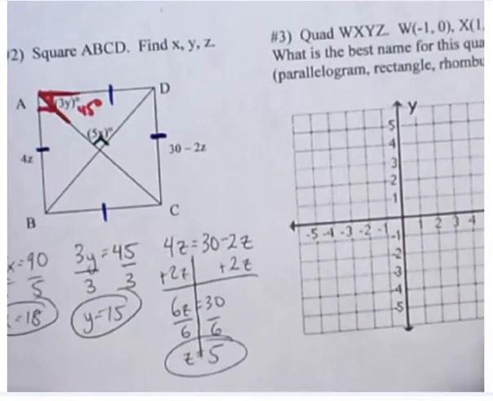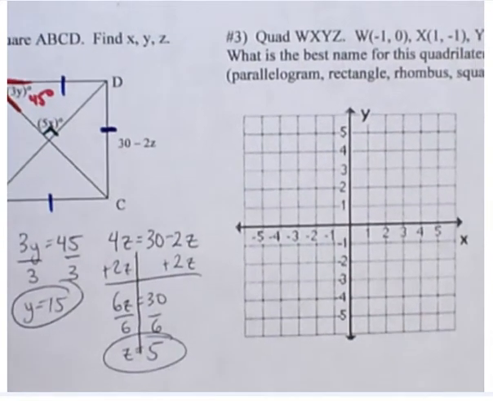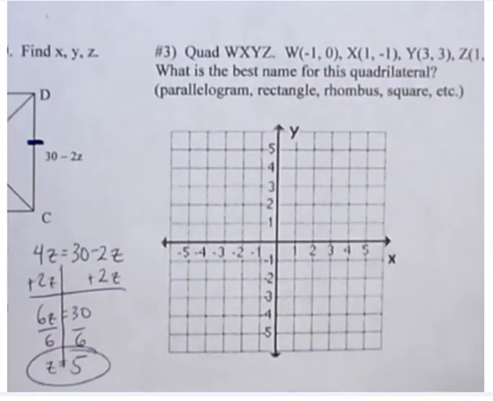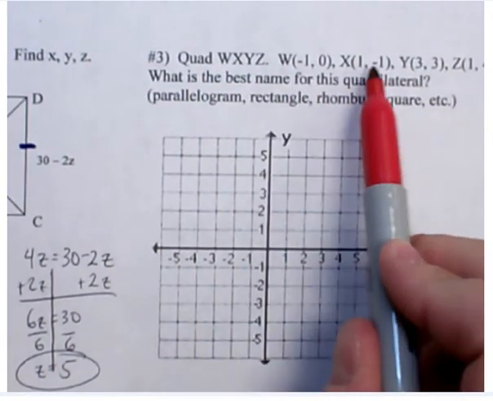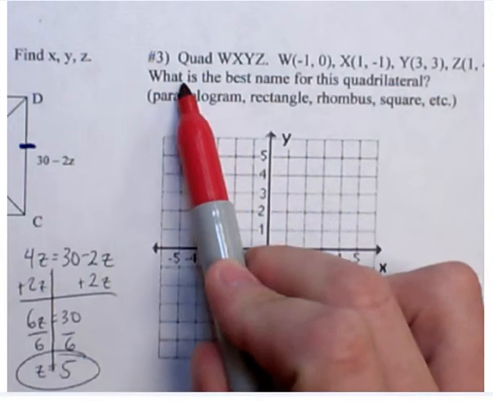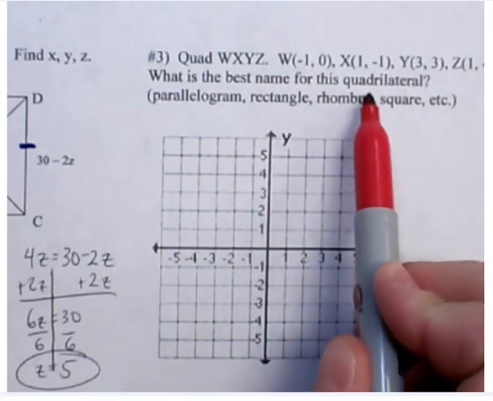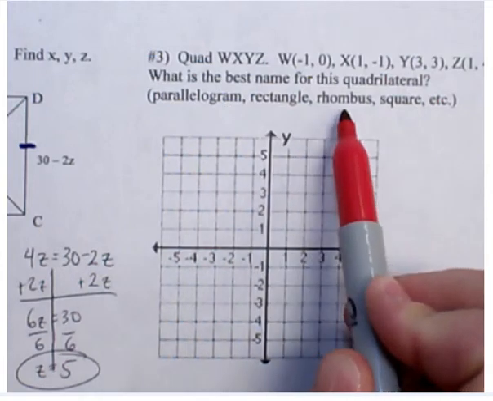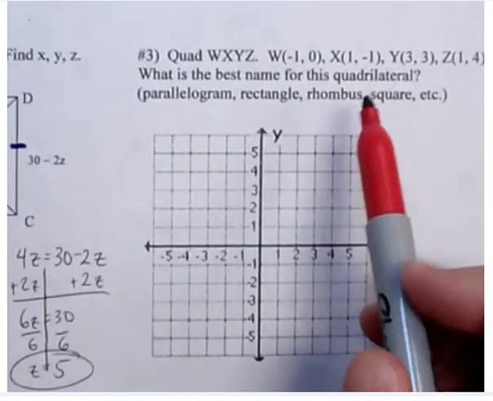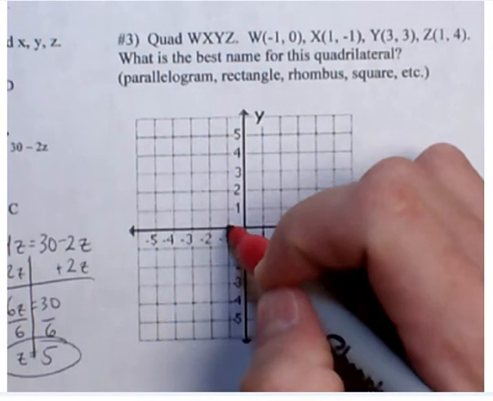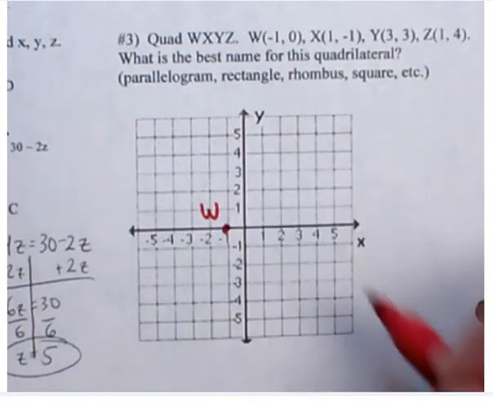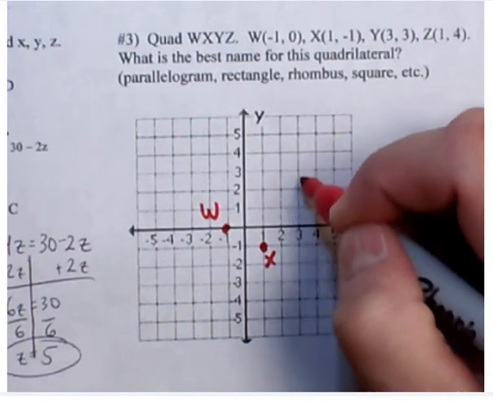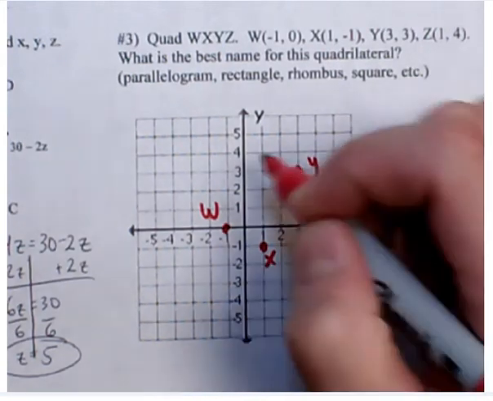Now the last one here, quadrilateral WXYZ. So they give you the points, and then they say, what is the best name for this quadrilateral? Is it a parallelogram, rectangle, rhombus, or square? Well, the best way to start this, let's graph it. There's W, X is 1, negative 1, Y is 3, 3, and then Z is 1, 4.